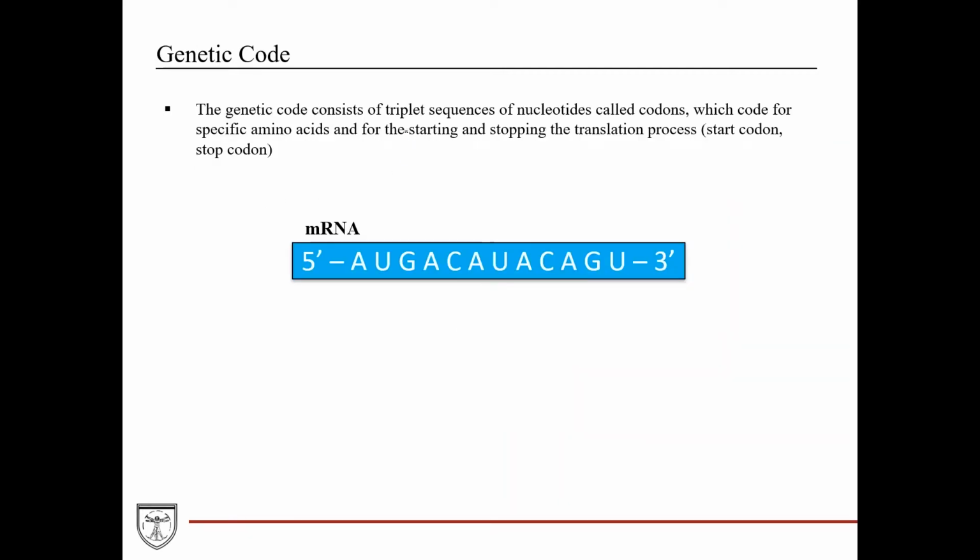So the genetic code consists of triplet sequences of nucleotides that are called codons. So we come down here to a sample mRNA. So this sequence of 3 nucleotides, this is a codon, this is a codon, and each of these codons code for a specific amino acid. So this codes for an amino acid, this codes for an amino acid, and so on. So each of these will code for a specific amino acid. And then these are all bound together by that peptide bond to form the polypeptide chain.